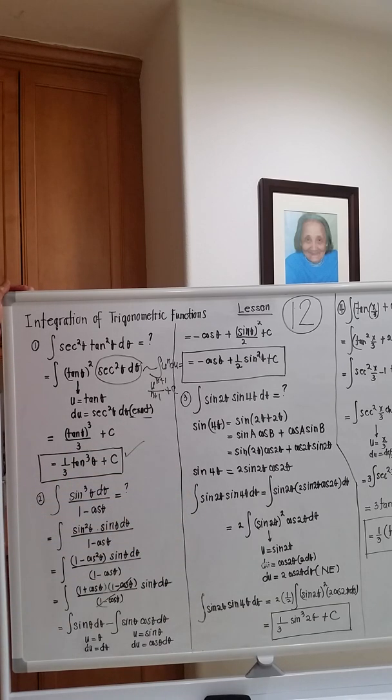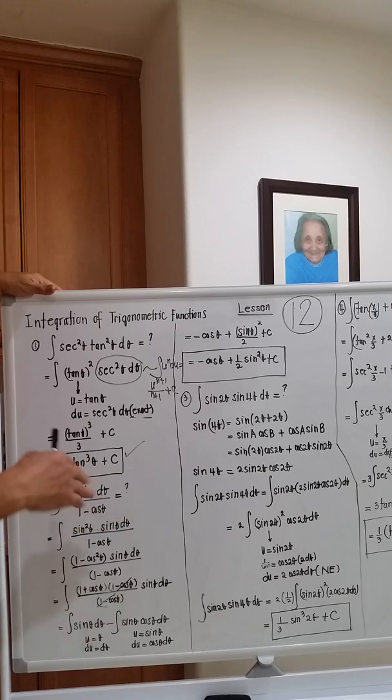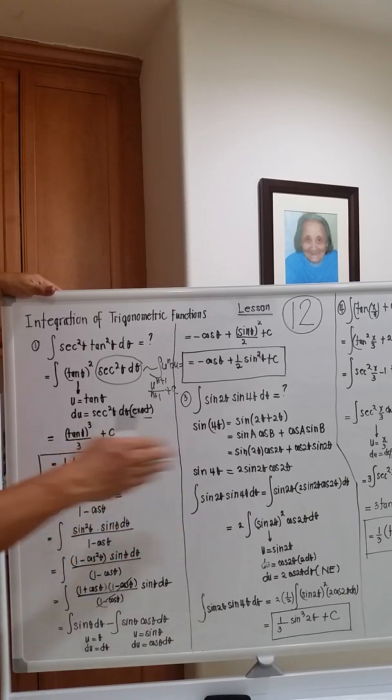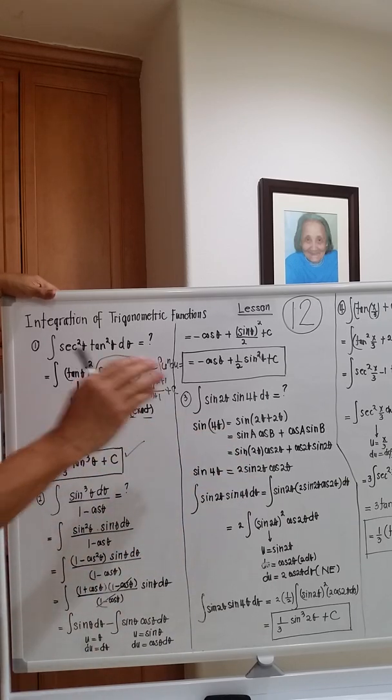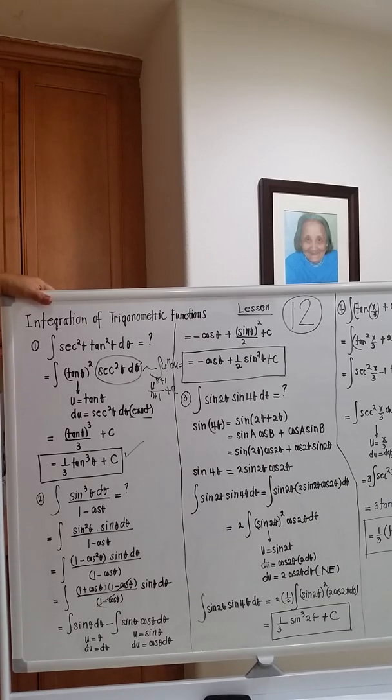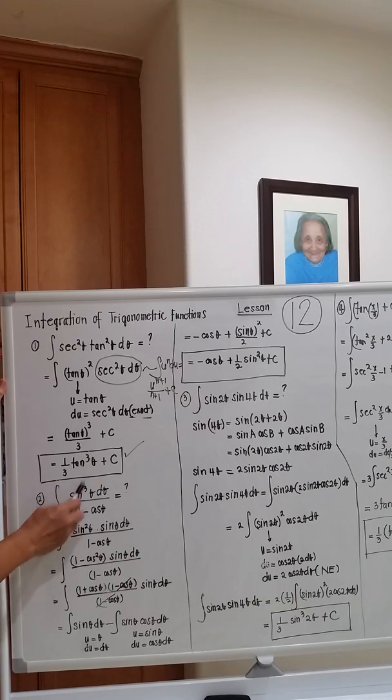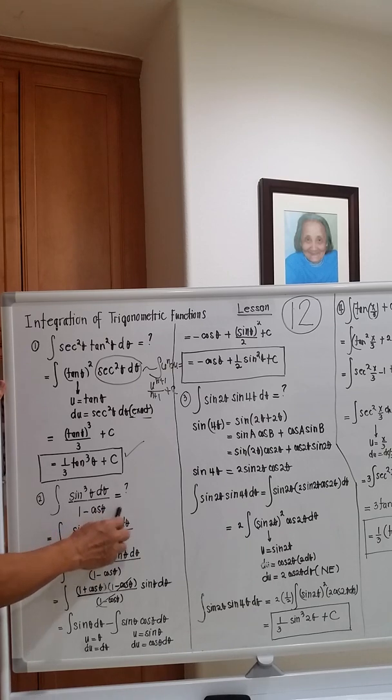It seems it is easy, right? As long as we know the formula and we know the trigonometric functions. Okay, let's proceed with example number 2. A little bit complicated. Evaluate the integral of sine cube of theta, differential theta, all over 1 minus cosine of theta.